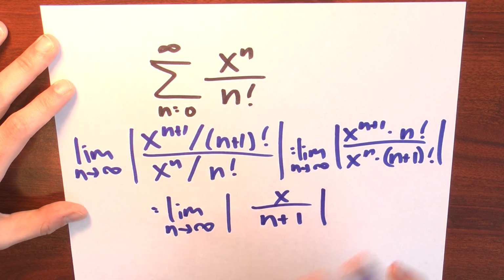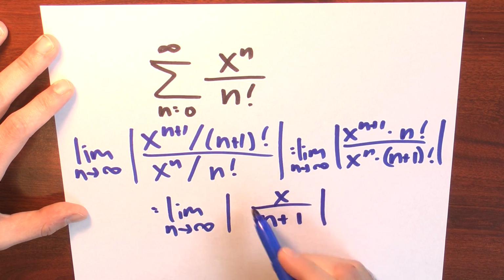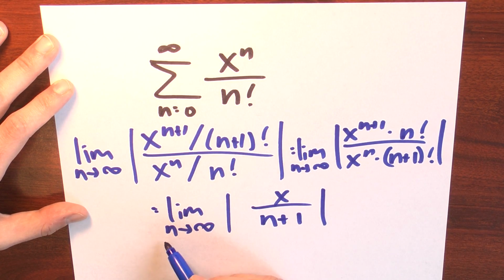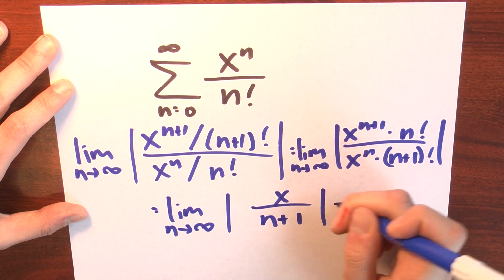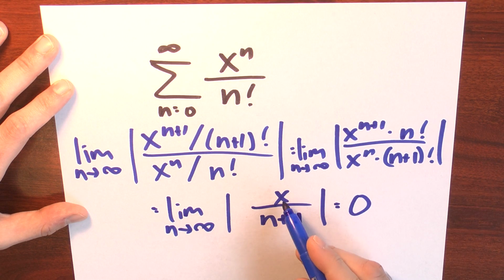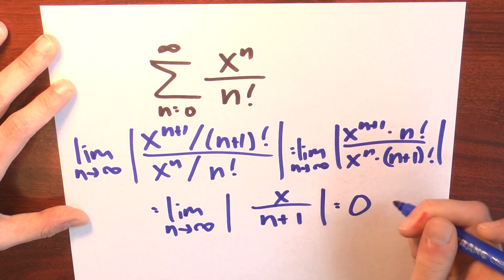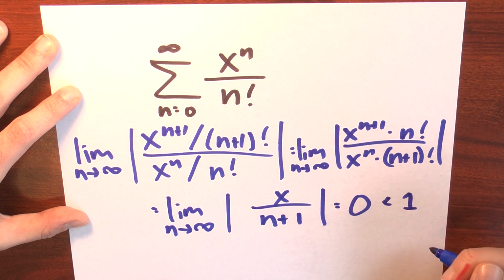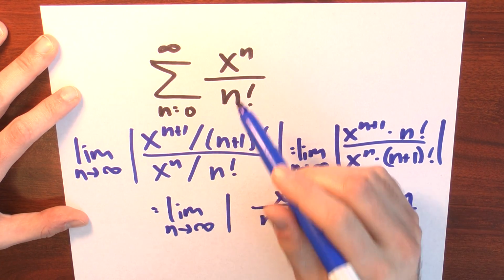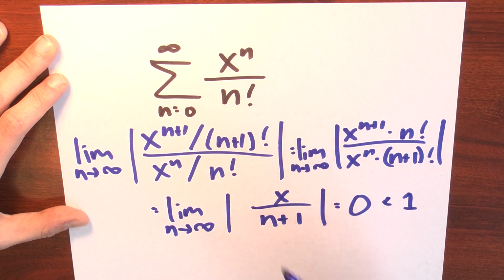Now what is this limit? X is just some fixed quantity. It doesn't depend on n. But what's the limit then of some number x divided by n plus 1, n going to infinity? Well, this limit is 0. Right? It doesn't matter what x is. If you take some fixed number and divide it by a very large quantity, you can make this as close to 0 as you'd like. So this limit is 0, 0 is less than 1. And that means by the ratio test, this series converges regardless of what x is.